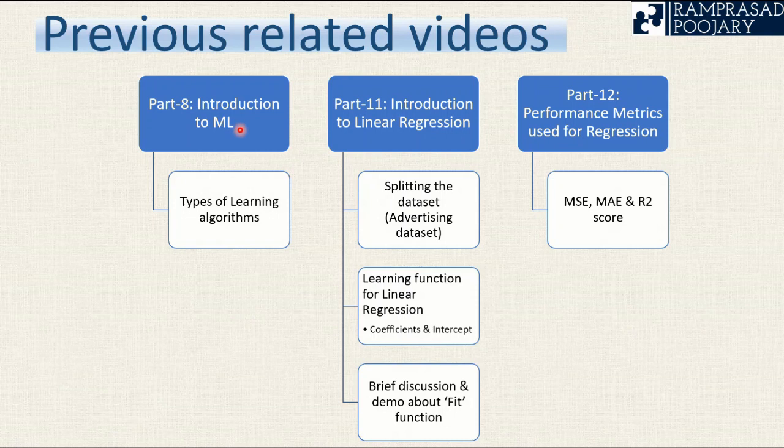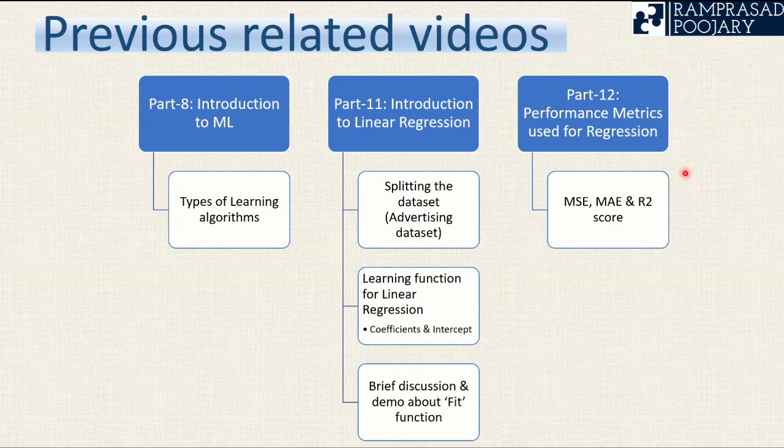In part 8 I introduced machine learning and the type of algorithm that you are supposed to choose. And in part 11 I introduced you to linear regression. We spoke about the coefficients, intercept, etc. And there we have also seen splitting the data set into training and test data set, why it is required, what is the ratio. We also discussed the learning function or the hypothesis function. Briefly, I introduced you to a fit function which is responsible for training.